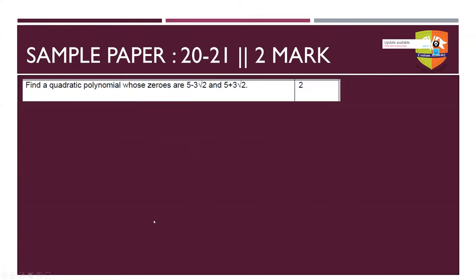Good. This one. Find a quadratic polynomial whose zeros are 5 − 3√2 and 5 + 3√2. Okay. I'll give you the basics first. Any quadratic polynomial will be x² − (sum of zeros)x + product of zeros. If you have to write the equation, this will be the equation. Otherwise, this is the polynomial.